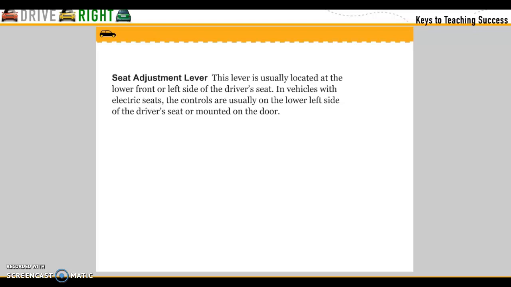Seat adjuster lever. This lever is usually located at the lower front or left side of the driver's seat. In vehicles with electric seats, the controls are usually on the lower left side of the driving seat or mounted on the floor.